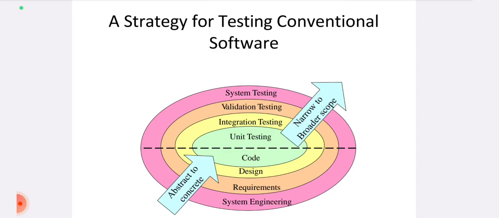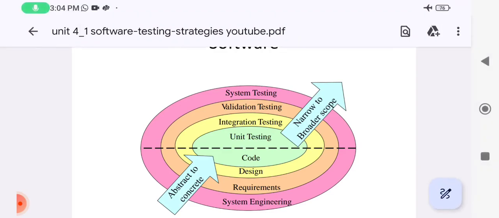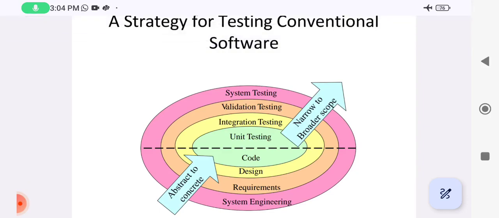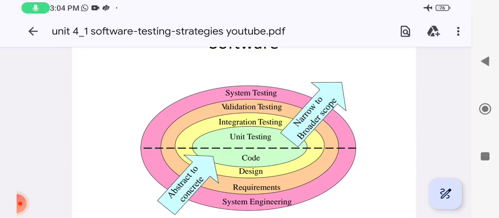So in the lifecycle model, initially we begin with planning, then we collect the requirements, then we go for design, then coding, then testing, then deployment, right? The same thing happens here also. System engineering is connected with system testing, requirements engineering is connected with validation testing, design is connected with integration testing, and code is connected with unit testing.